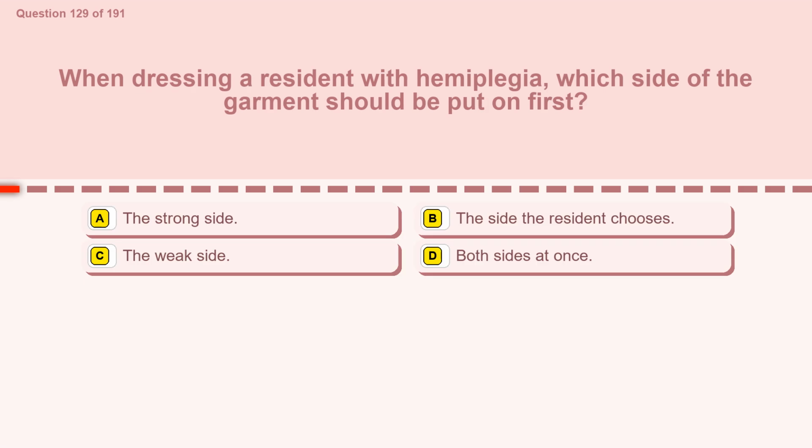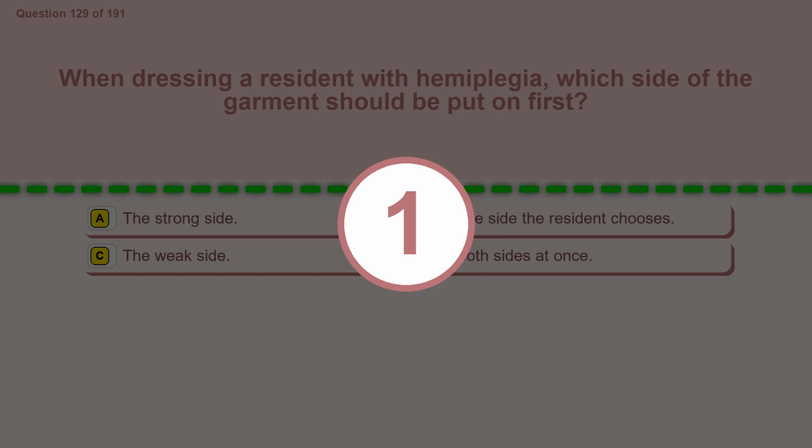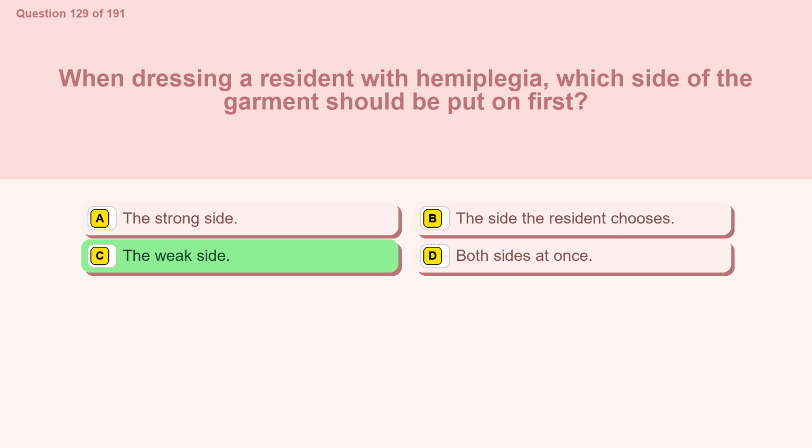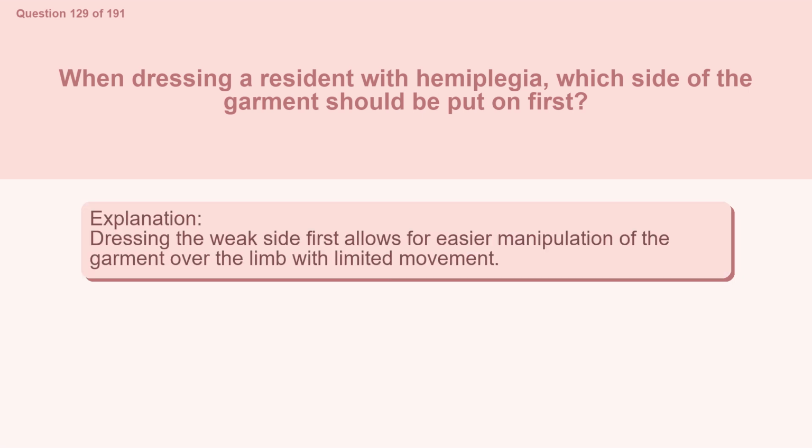Question 129. When dressing a resident with hemiplegia, which side of the garment should be put on first? Option A, the strong side. Option B, the side the resident chooses. Option C, the weak side. Option D, both sides at once. The correct answer is option C, the weak side. Dressing the weak side first allows for easier manipulation of the garment over the limb with limited movement.